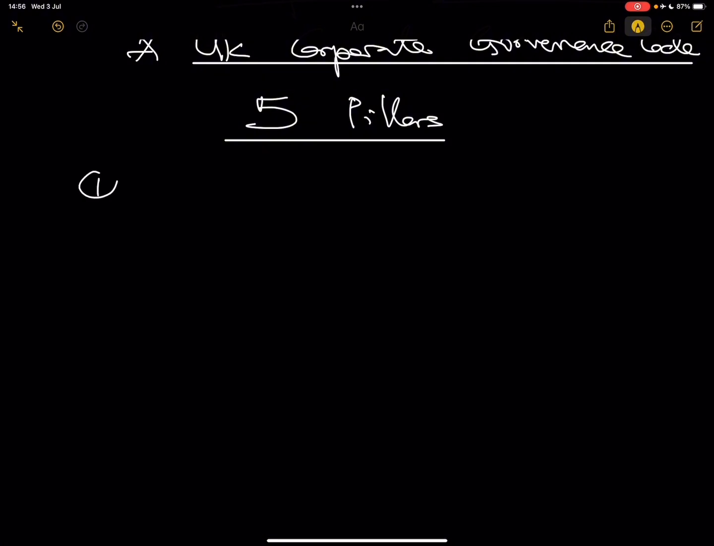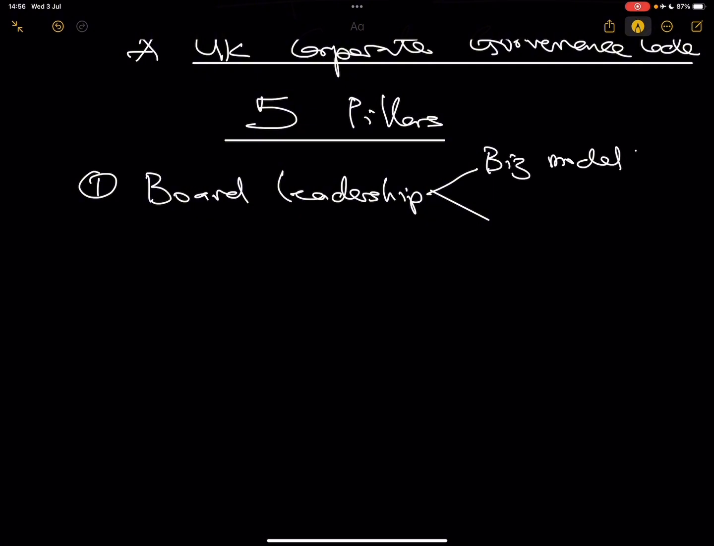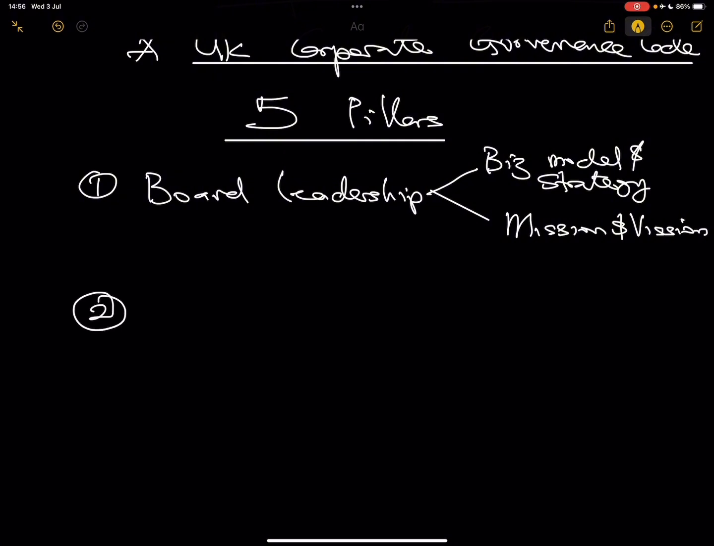The first pillar is the board leadership. I'm going to summarize it for you quickly. So board leadership is the first pillar. And when you're talking about board leadership, you're talking about directors being able to set the business model for the company, and likewise the strategy for the company. And that gives direction. The company must have mission and vision. That gives direction to the company and the management, right? So that's pillar 1.